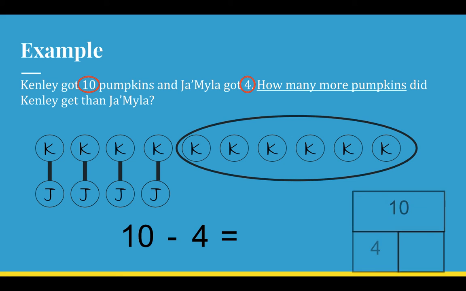If we are using a part-whole box, my whole is 10. The part that I know is 4, and I want to know what the other part is that gets to 10. So we know that would be 6. So I also know that 10 minus 4 equals 6.